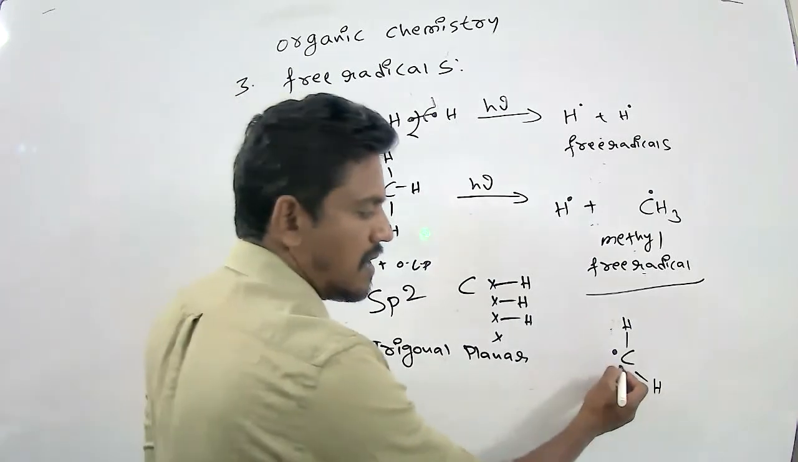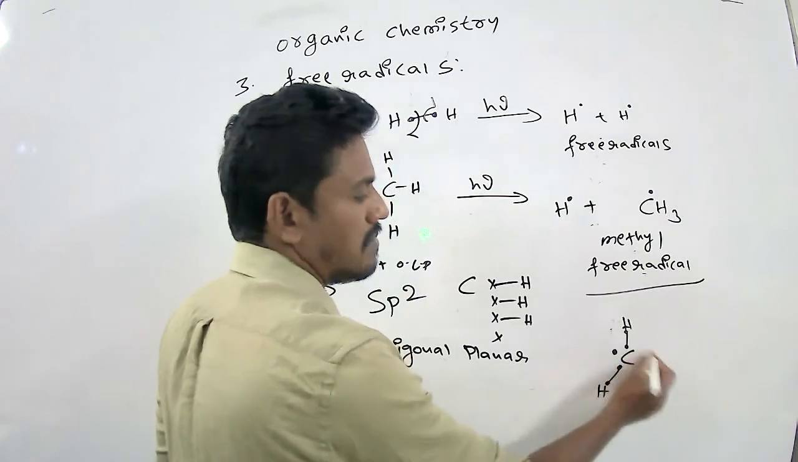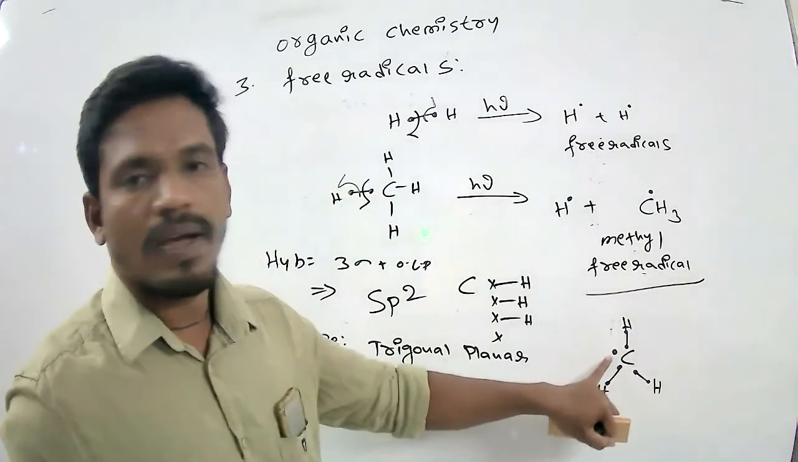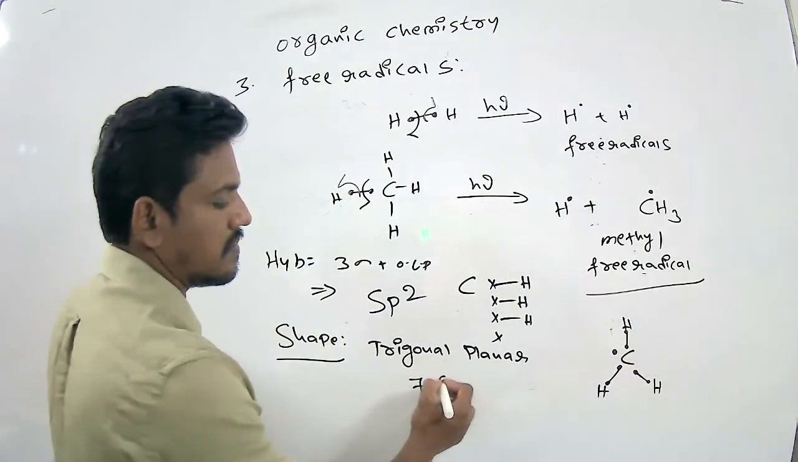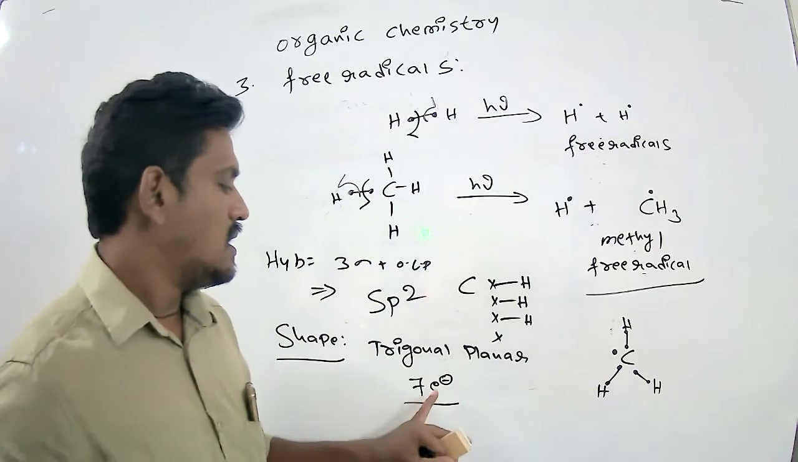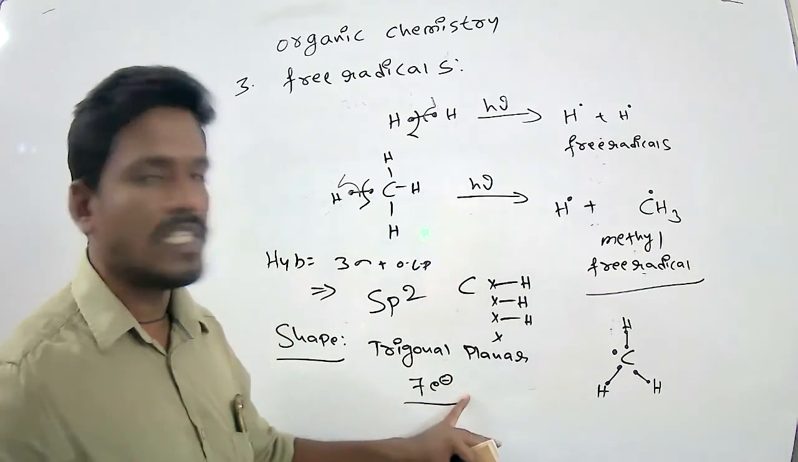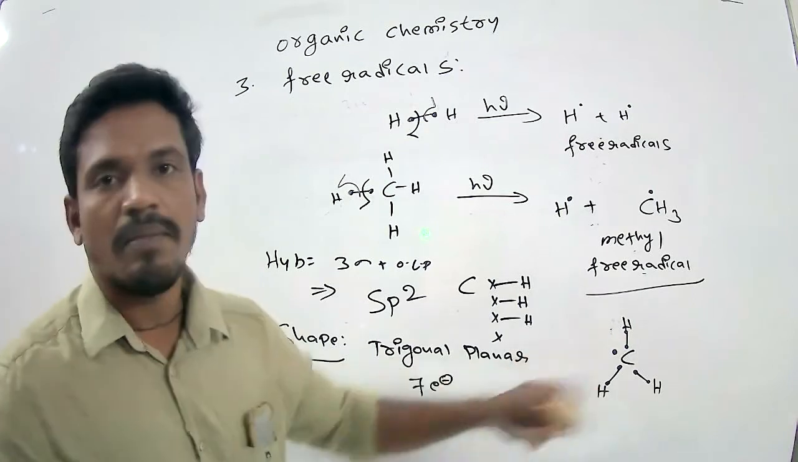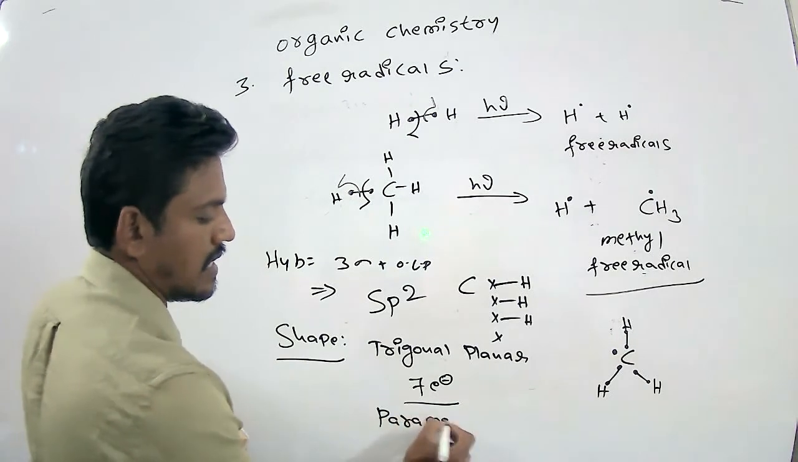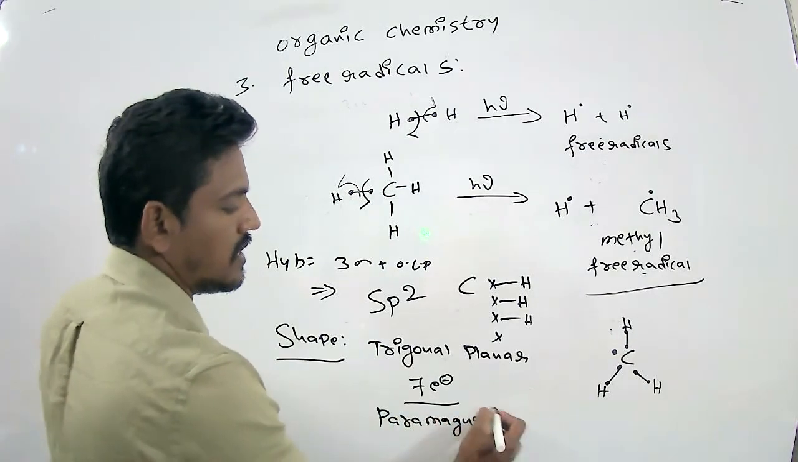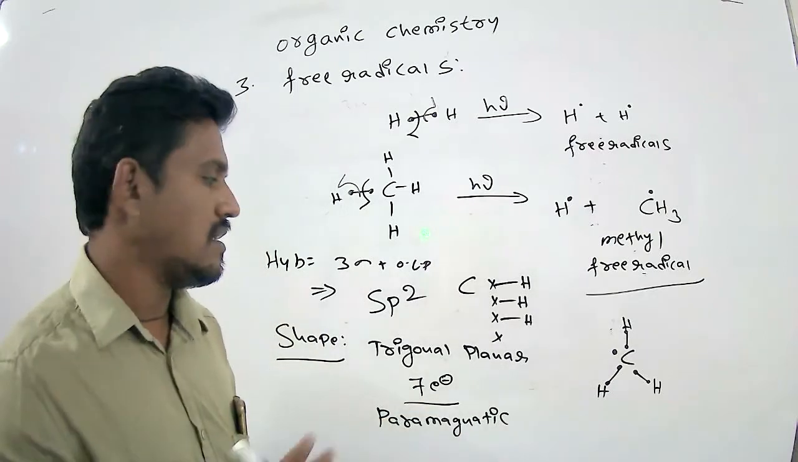There are 3 sigma bonds, and each sigma bond is the result of 1 pair of electrons. So 3 sigma bonds means 6 electrons, plus 1 electron left over on the central atom. So 6 plus 1, there are 7 electrons. 7 electrons means 1 odd, extra electron is there. Because of this it is still not an octet, and because of this odd number of electrons, it acts as paramagnetic.